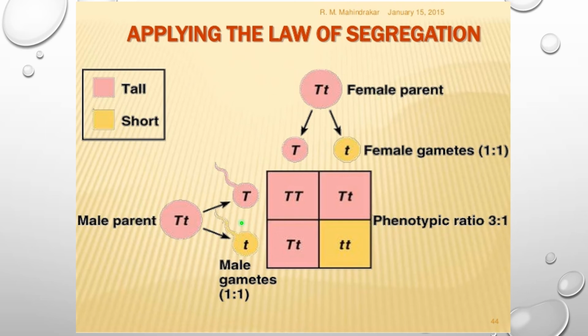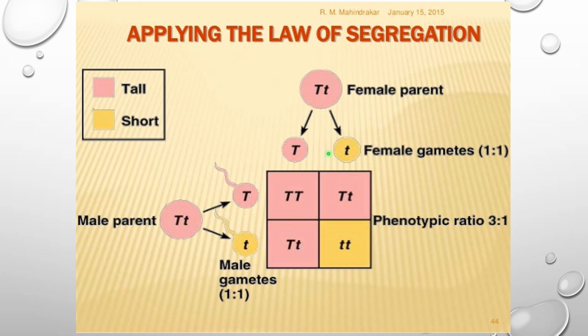Now, before you go to the next law, let's see a diagram or a flow chart representing a Punnett square, representing the law of segregation. In this case, this is a female parent and this is a male parent. The female parent is heterozygous, capital T, small t, and the male parent is also capital T, small t. Both are heterozygous dominant, that is, both are tall. Capital T stands for tall and small t stands for short.